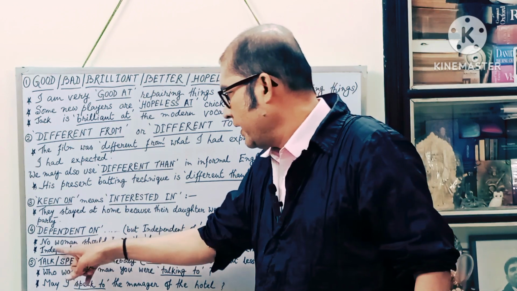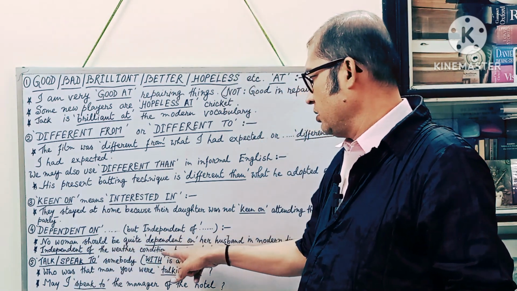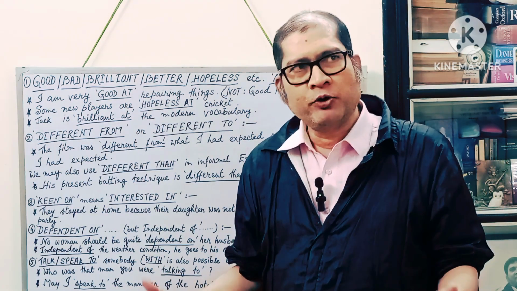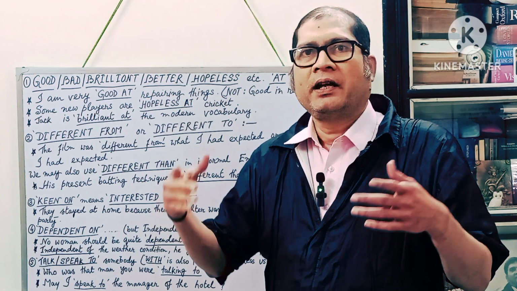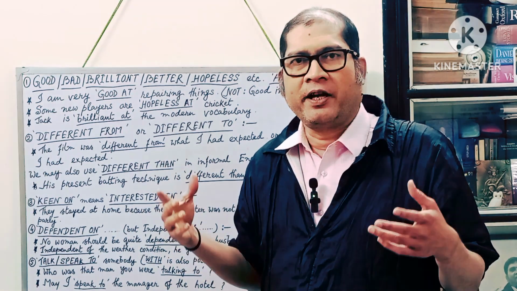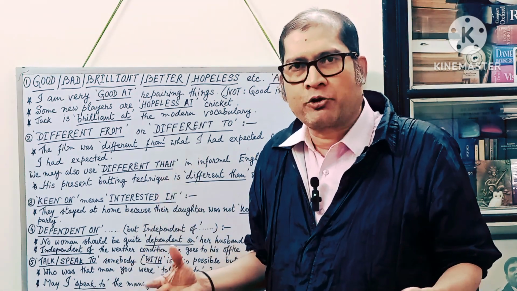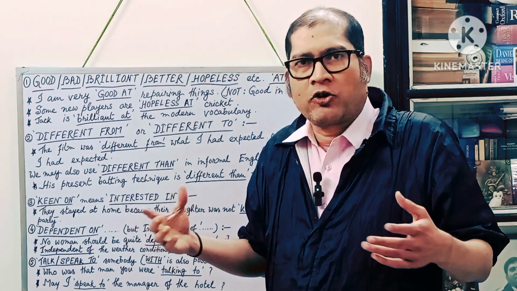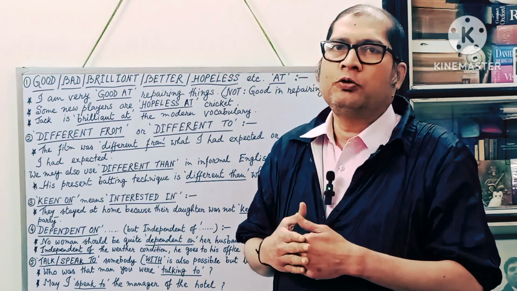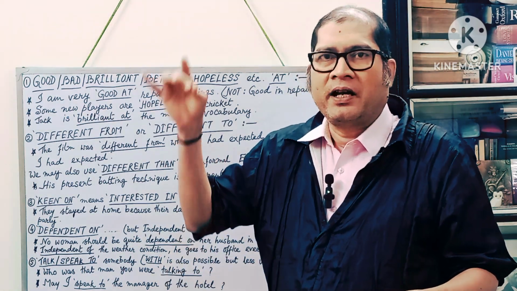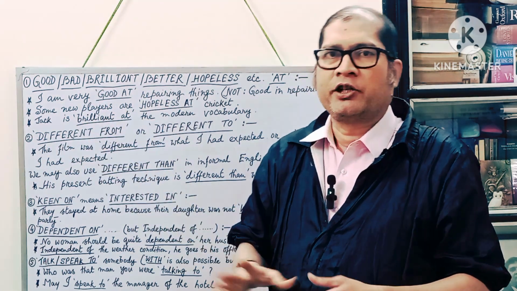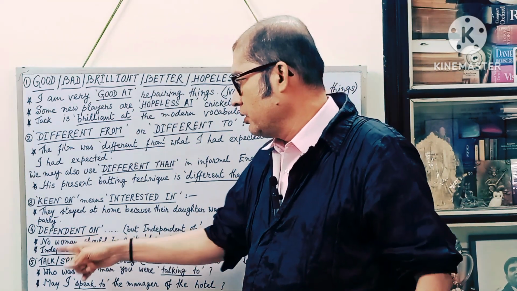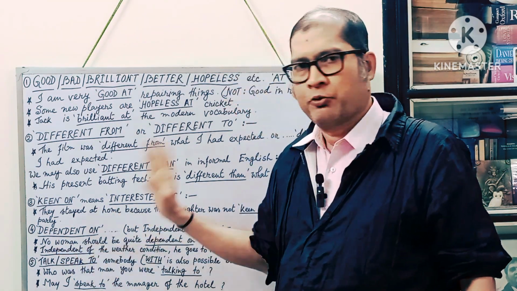That is important. Independent of the weather condition, he goes to his office every day. He goes to his office every day, whether it is raining or it is very chilly outside, very cold outside, or whether it is a scorcher. A scorcher means a very hot day. He goes to his office every day, independent of the weather condition. In that sense, in that context, this phrase independent of is used.